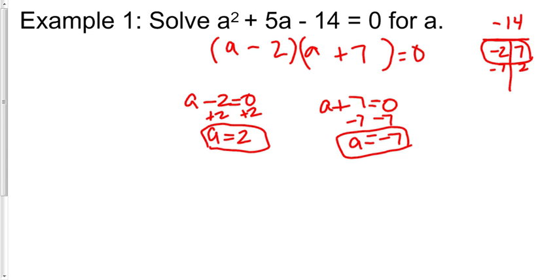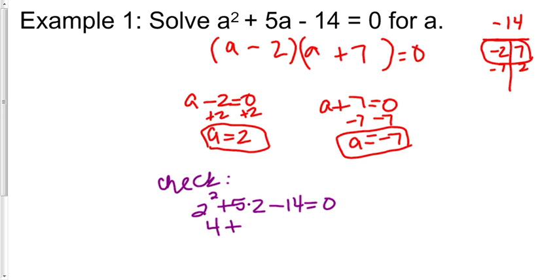Now I'm just going to show you on this first one, if you wanted to check your answer, you can check it by plugging these into the original equation. I want to make sure that I get 0. Let's check that 2 works in the original equation. Is 2 squared plus 5 times 2 minus 14 equal to 0? Well, 2 squared is 4. 5 times 2 is 10. That's 14, and 14 minus 14 gives me 0. Yes, 2 works.